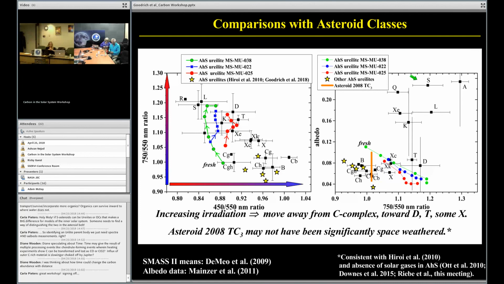Yeah, well, I can say this much. It's mostly CM-like. The CV-like material was in one grain only, and the shocked graphite shows up in several places. And the size of the ones we're talking about here.